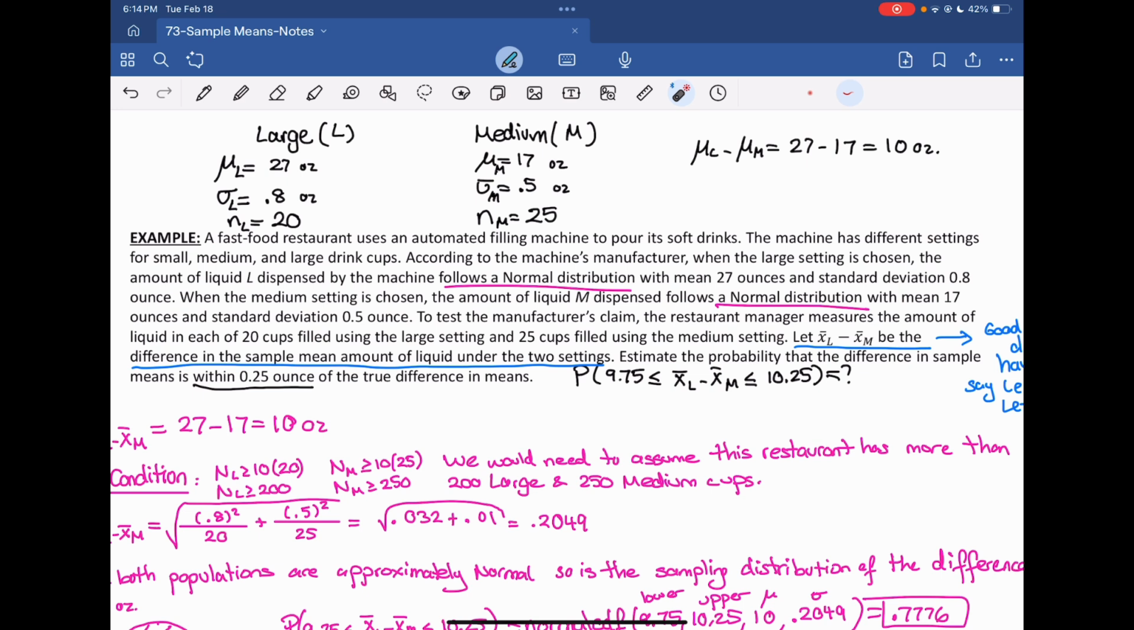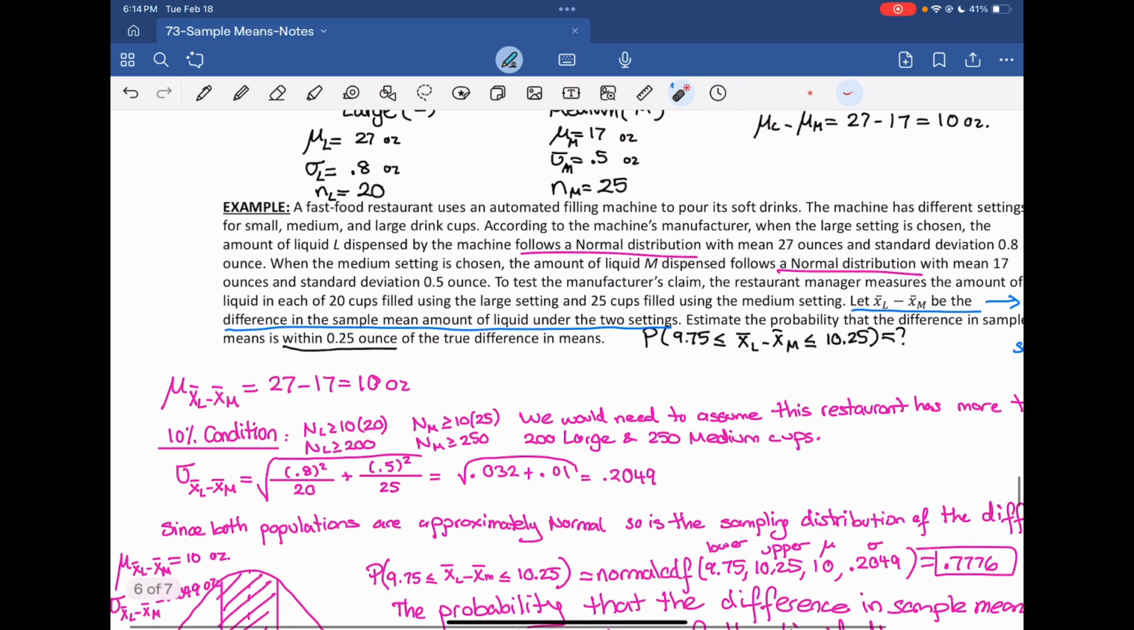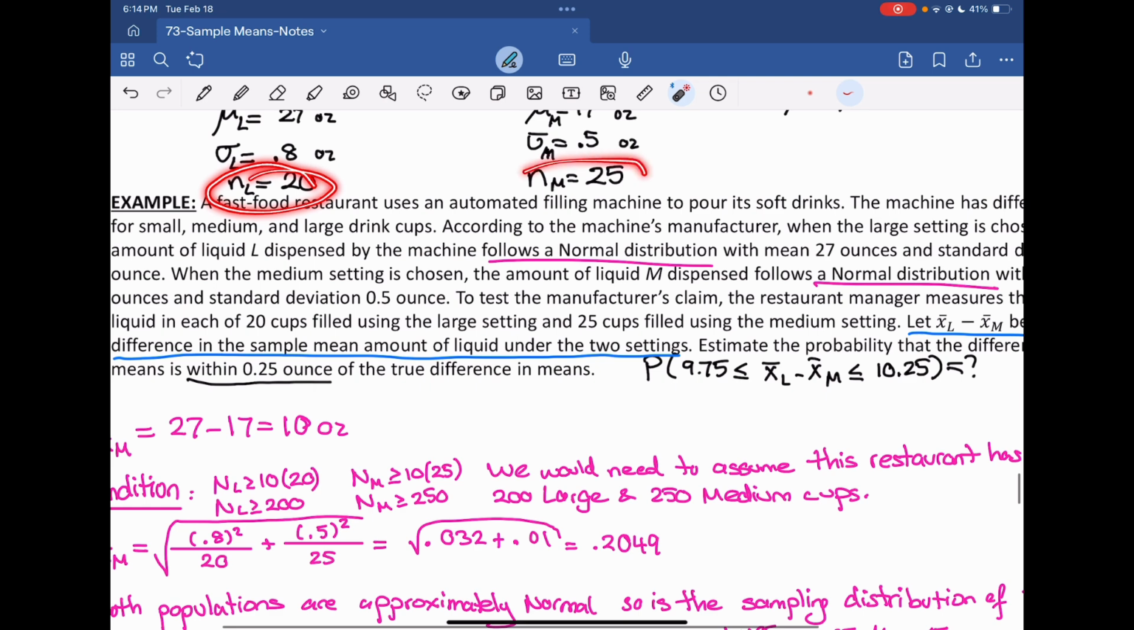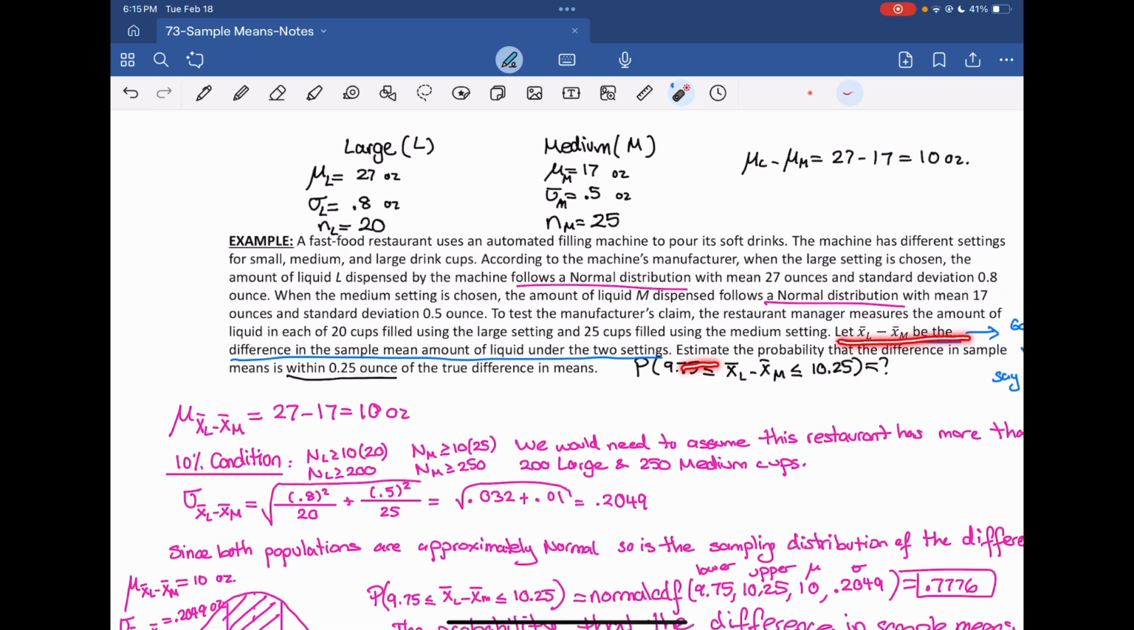It doesn't say an SRS, but we would have to assume that they did an SRS for this to be legit. So that's a concerning thing about this question, although I didn't make this question up, so your textbook has it. I wonder if in the copy paste I missed it. But regardless, we're just going to assume they are SRSs because we can't do it if it's not randomly sampled. Both of our sample sizes are here: for the large, 20 cups. For the medium, 25.